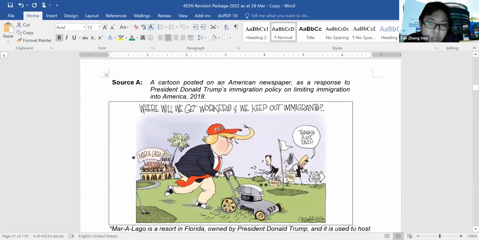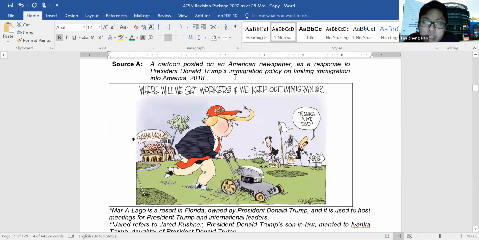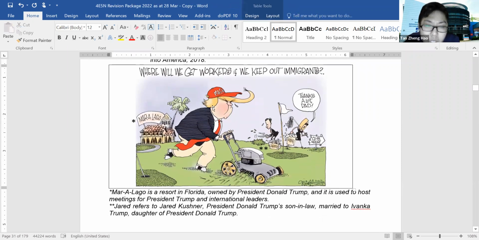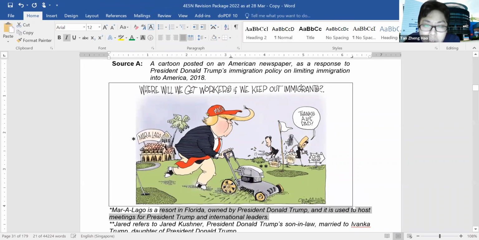A cartoon posted in an American newspaper as a response to President Donald Trump's immigration policy on limiting immigration into America, 2018. So we are talking about America, and Donald Trump is the American president. What is his thought of immigration? So we see a cartoon here. Donald Trump in the middle. He is holding a lawnmower. Okay, nothing out of the ordinary so far. We have a place called Mar-a-Lago at the back, which is a resort owned by President Trump and used to host meetings. Nothing ordinary.